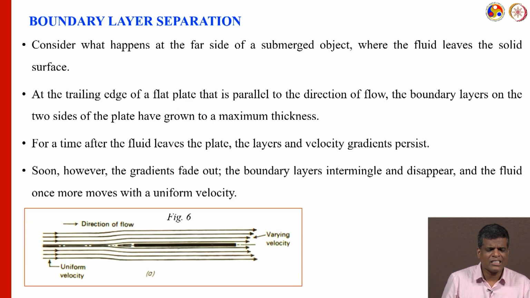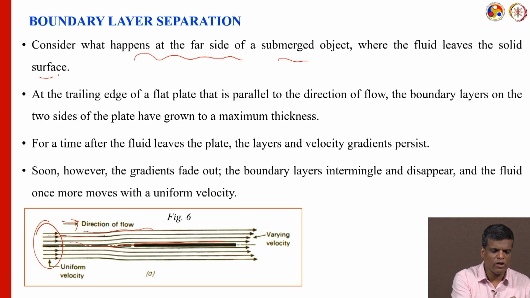So next is the boundary layer separation. Here you just see the direction of flow, initially the uniform velocity, and there is a submerged object there. When the flow is started, you just see what happened to the flow for the solid surface. Initially the flat plate is parallel to the direction of flow. We are keeping the flow and the plate both in the same direction. The flow is here, the plate is also here.